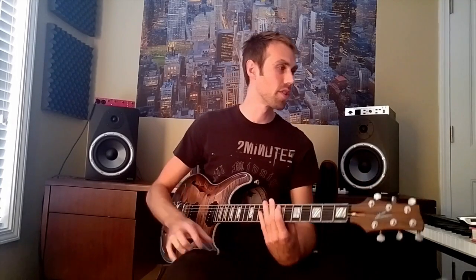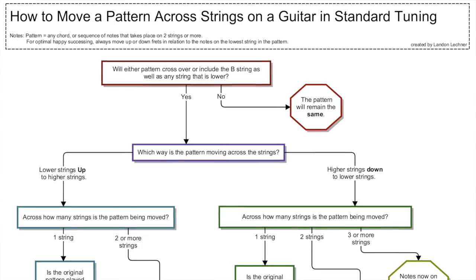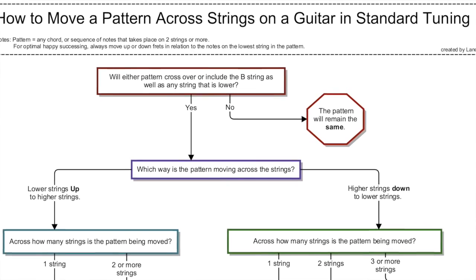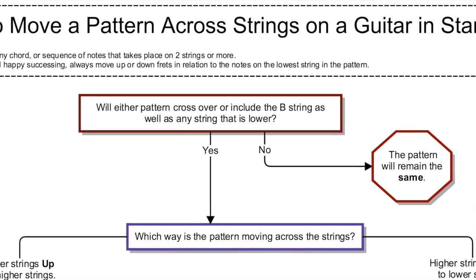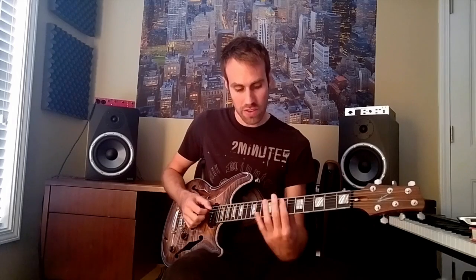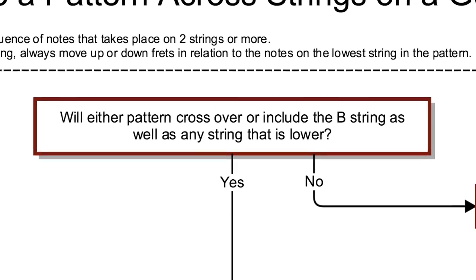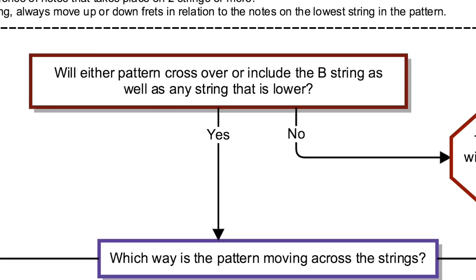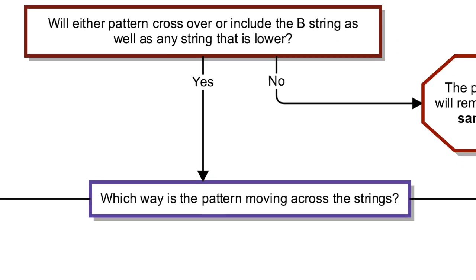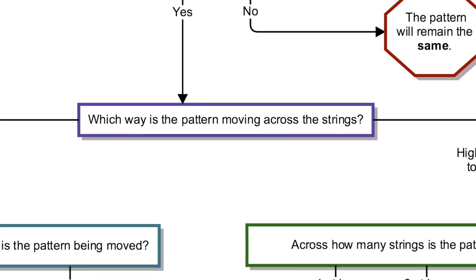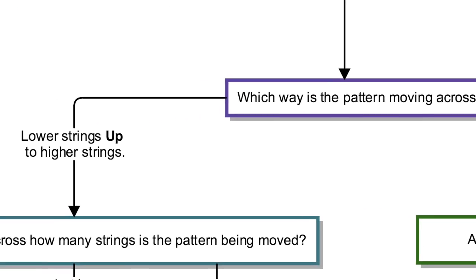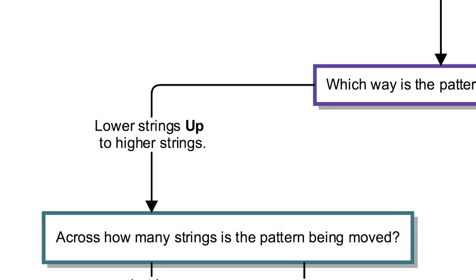So then we look at the first question on the chart. Will either pattern cross over or include the B string as well as any string that is lower? The first pattern, the first chord shape does not. The second one will include the B string and a string that is lower. So we move to the yes. We follow the yes string. Which way will the pattern be moving across the strings? Low strings up to higher strings, or the other way around?